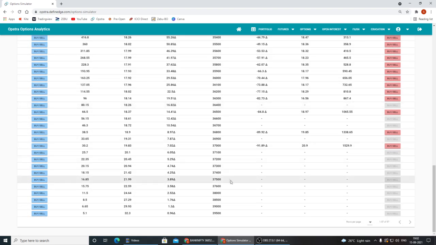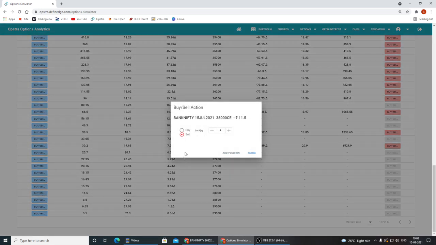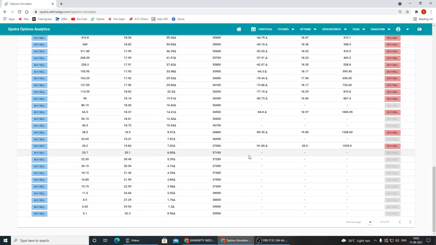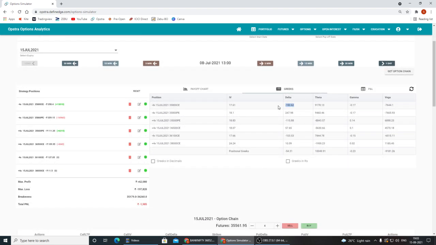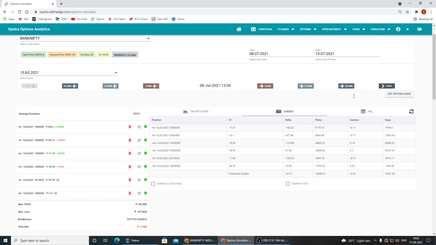For margin benefit, I am going to buy the 38,000 call, 4 lots, which is trading around 11.5. Okay, delta 150 and 100, 250. It is managed. We'll move forward. 35,250. So the market is coming down drastically.